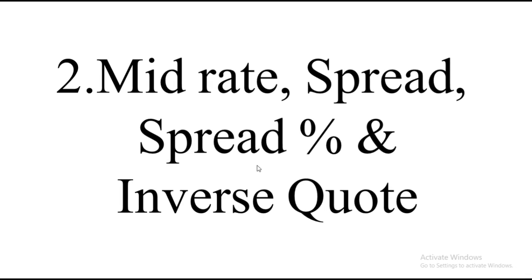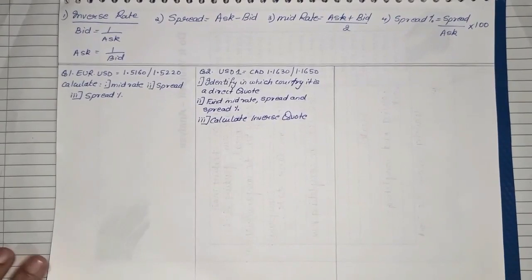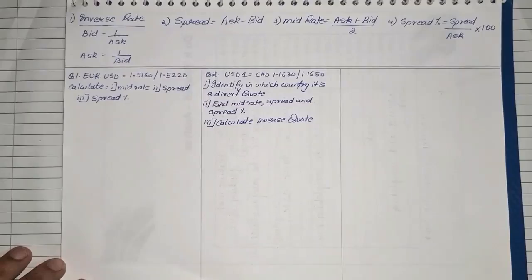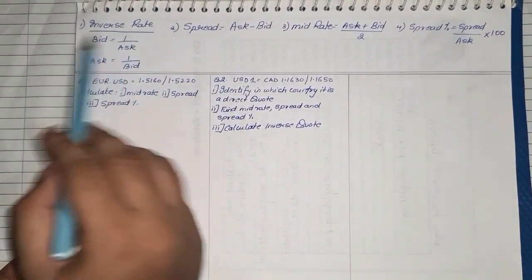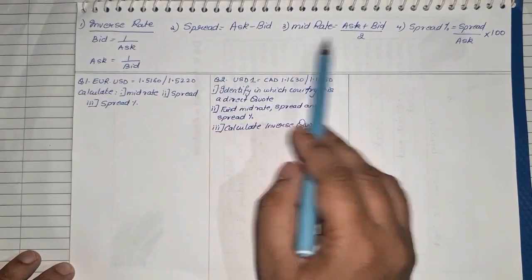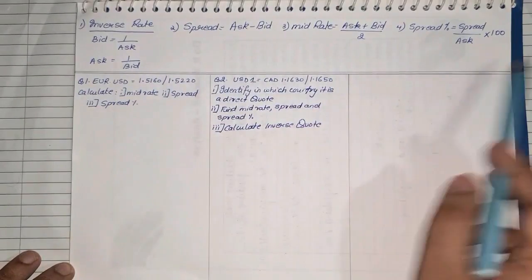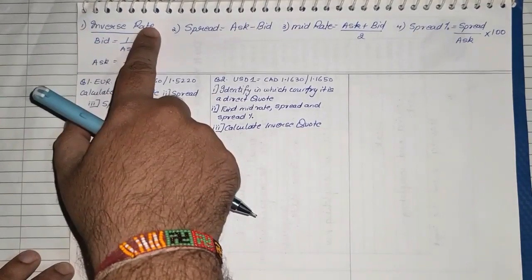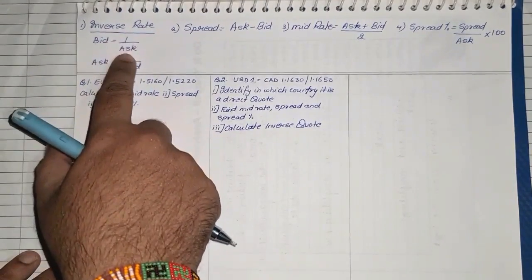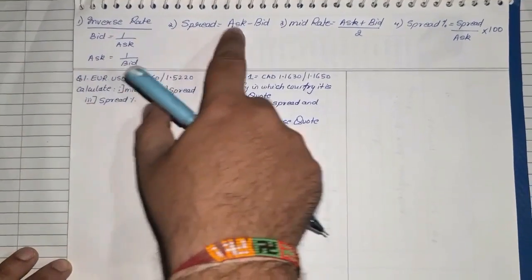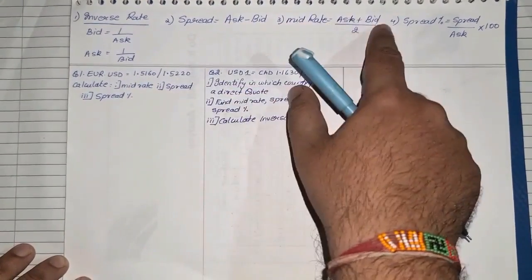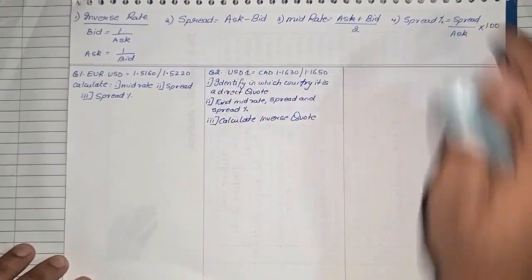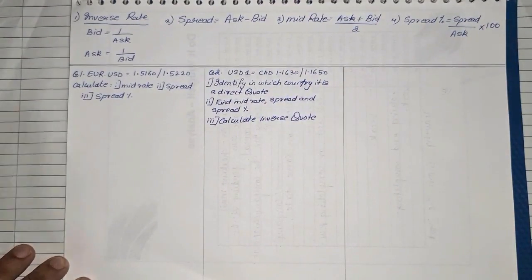The second part is based on mid-rate, spread percent, and inverse quote. So let us see how to solve that. Now let us see how to solve sums in which they ask you to find the inverse rate, the spread, mid rate and spread percent. These are the four new formulas, and they will ask you a question based on all these four. The inverse rate formula: bid is equal to 1 upon ask rate, and ask rate is equal to 1 upon bid. Spread is ask minus bid. Mid rate is ask plus bid divided by 2, and spread percent is spread upon ask into 100. Now based on that, let us see how we can solve the sum.